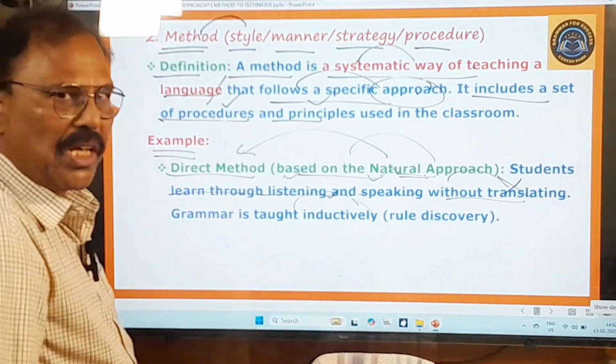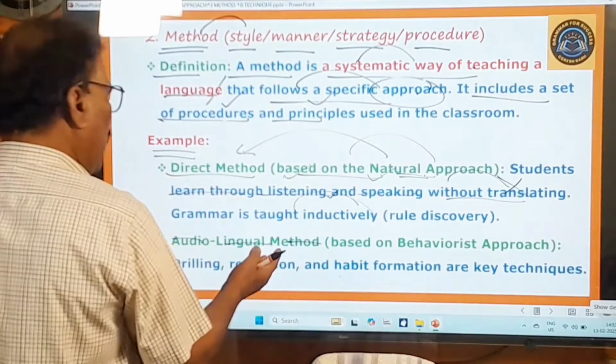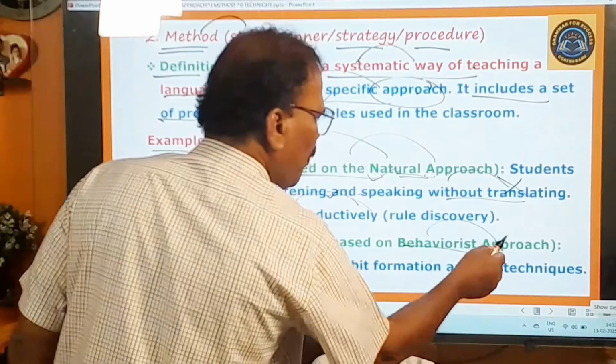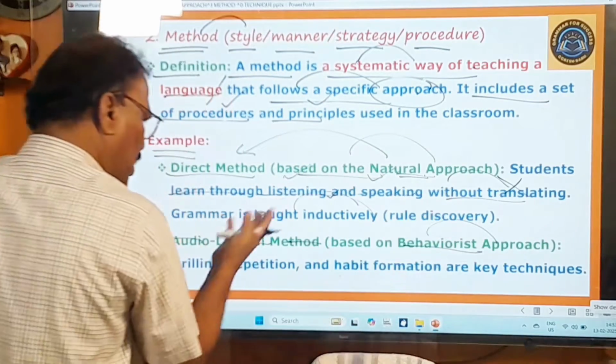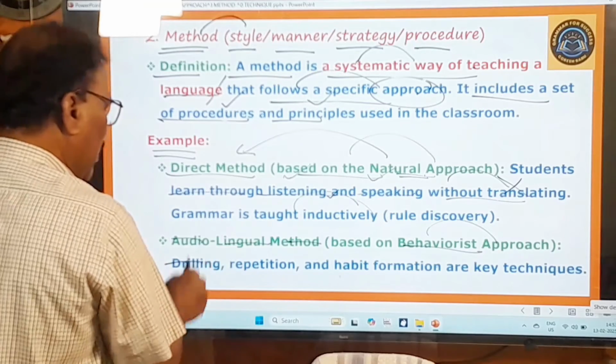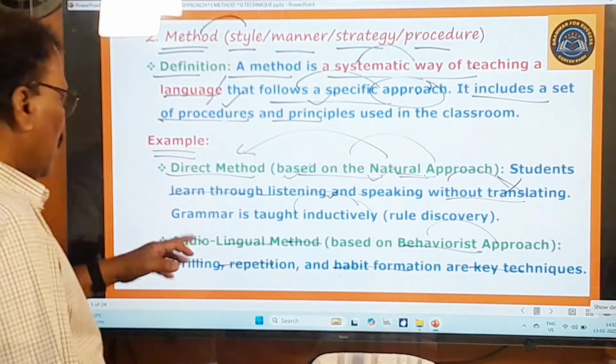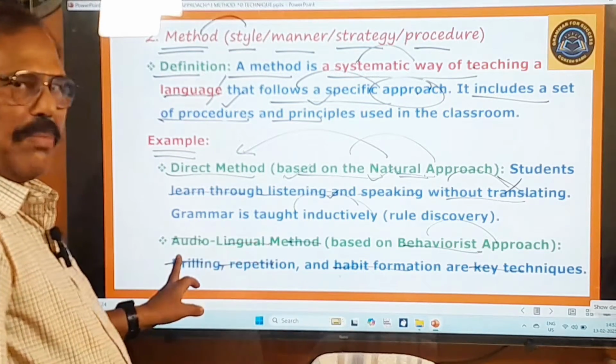Now I'll give you one more example to make you understand this. Audio lingual method means based on behaviorist approach. So under this approach, this is the method we follow. What is that? Drilling is there, repetition is there, habit formation are key techniques. So in this audio lingual method, drilling will be done.